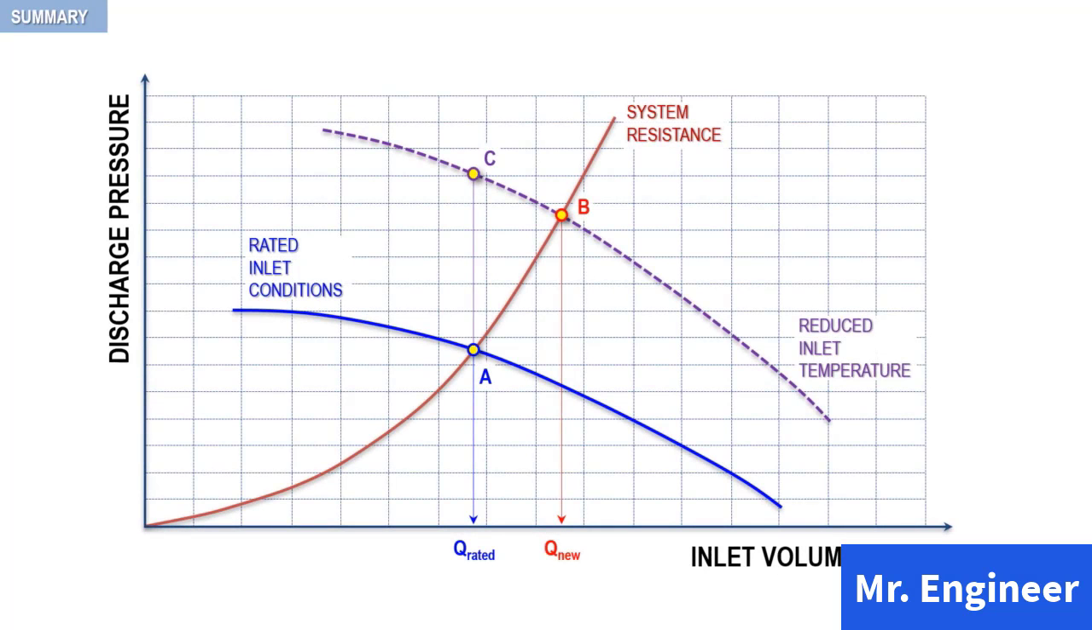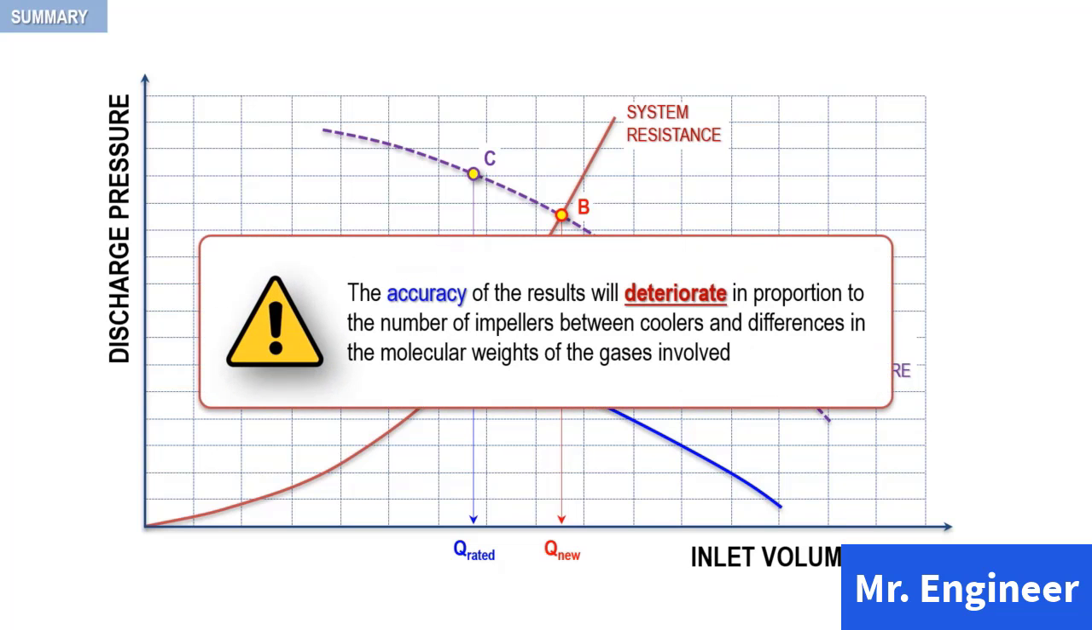To finish off this section, with these useful procedures, you should be able to accurately predict the performance for any single-stage centrifugal compressor. Furthermore, you should be able to analyze plant air centrifugal compressors by applying these techniques to each stage between coolers. The use of these techniques on centrifugal units having several impellers between cooling points will yield useful qualitative results. However, keep in mind, accuracy of the results will deteriorate in proportion to the number of impellers between coolers and differences in the molecular weights of the gases involved.